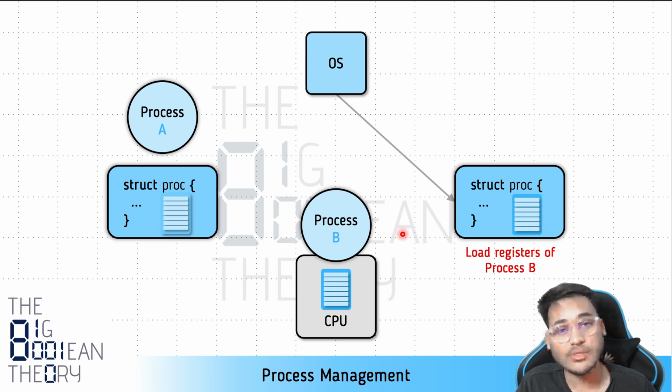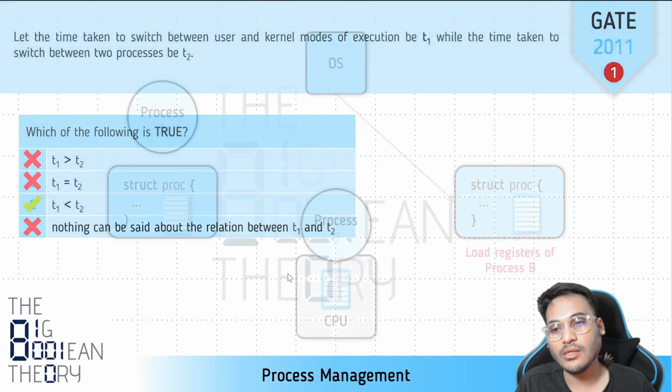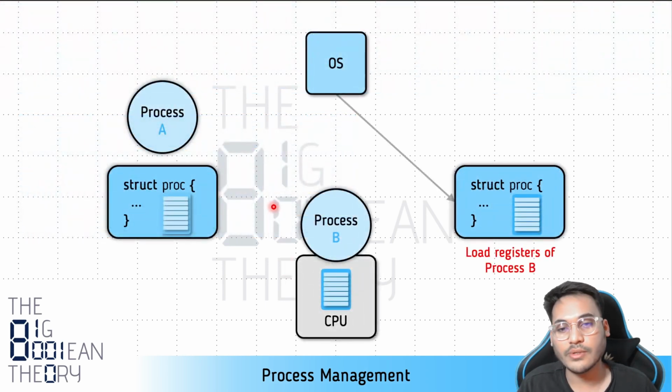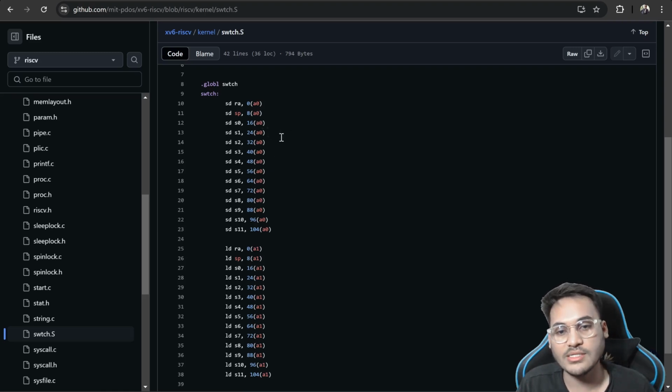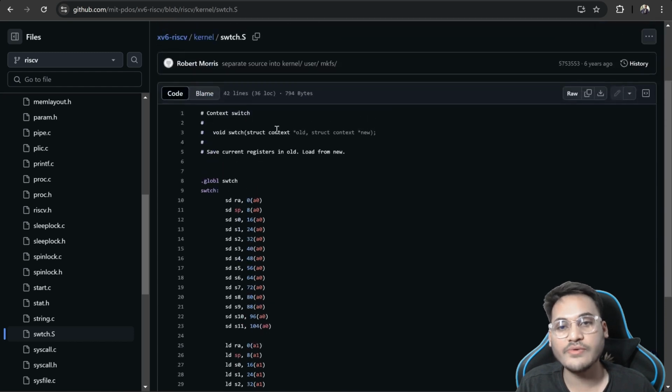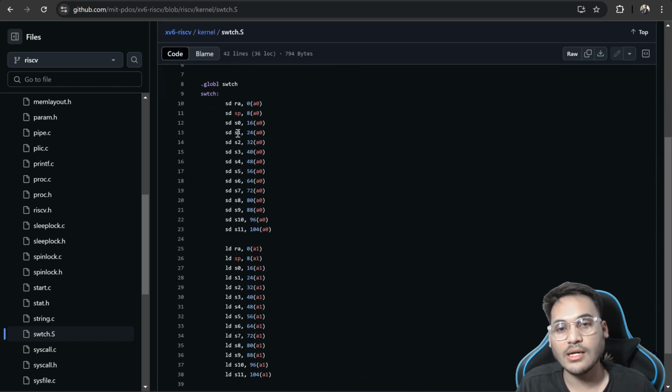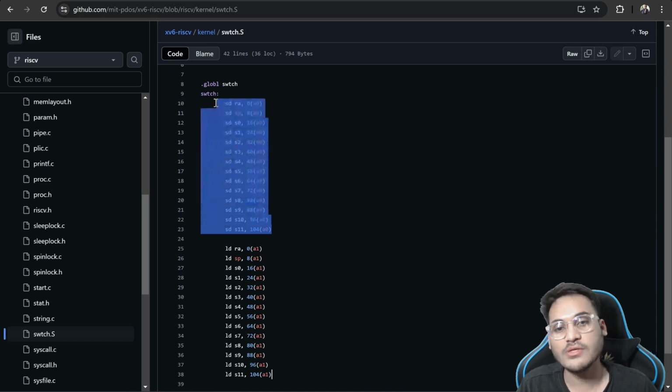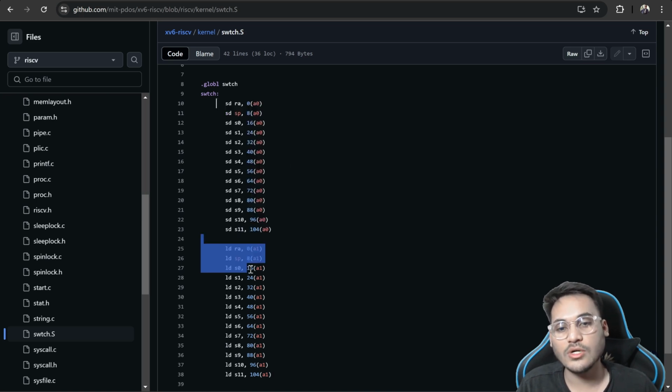Now coming back to this question, this was about the things that happen in a context switch. What are all the things that happen in the context switch? We said saving registers, loading registers. Before I tell you the answer, I also wanted to show you one thing. Here is the code for context switch in the xv6 operating system. You don't have to understand it fully. It's a low level piece of assembly code. The thing that you have to understand is that we are storing the registers and loading the registers. This is the saving of registers for the first process, and this is the loading of registers for the second process.